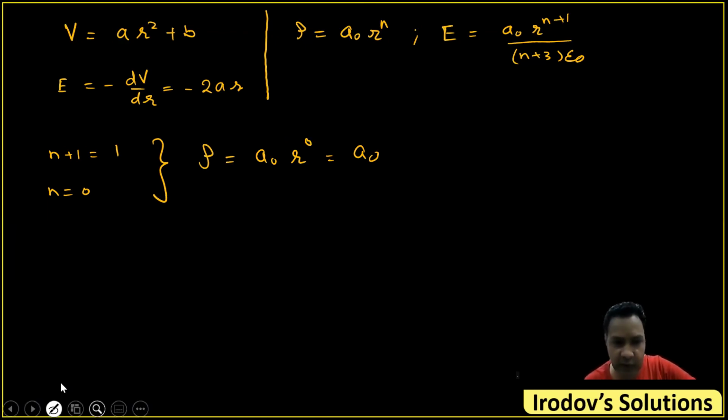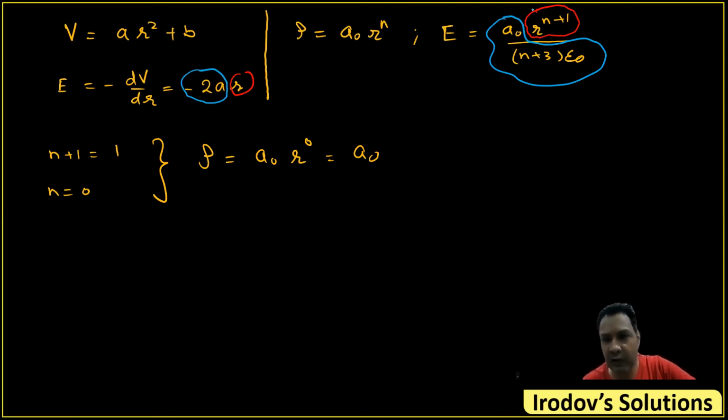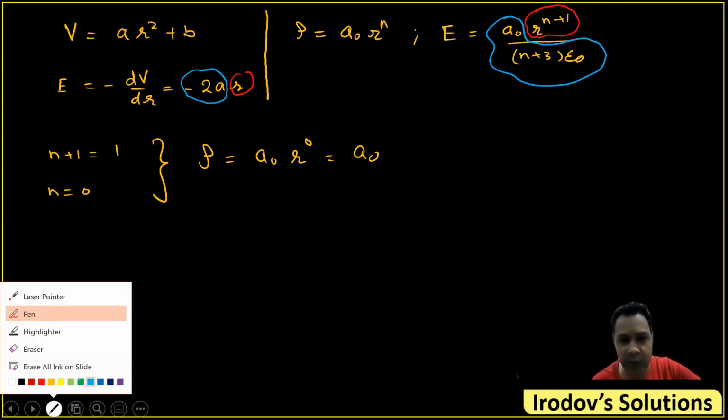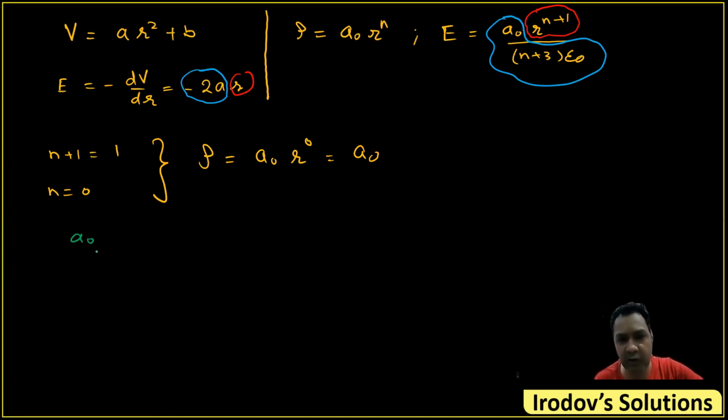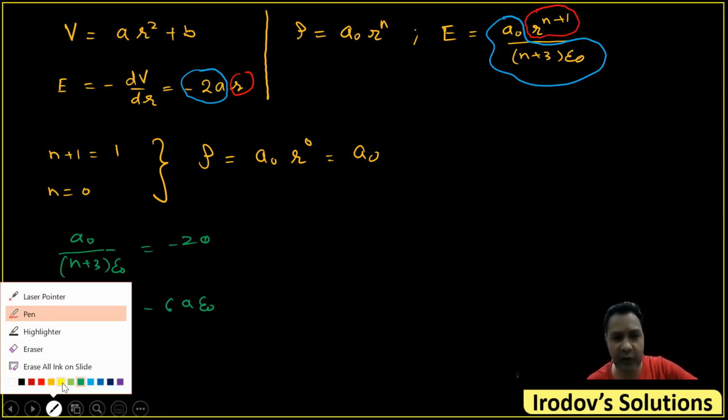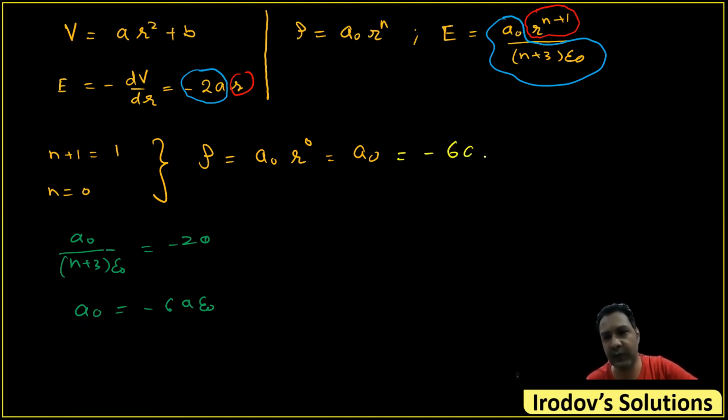And look at the result of E. If I separate this thing, this was this r, and if you compare this with this, then a naught divided by n plus 3 epsilon naught is actually minus 2a. So I will write here a naught divided by n plus 3 epsilon naught is minus 2a, and n was 0. So a naught is equal to minus 6a epsilon naught. Put back the value of a naught here. You will get rho is equal to minus 6a epsilon naught. That is our answer.